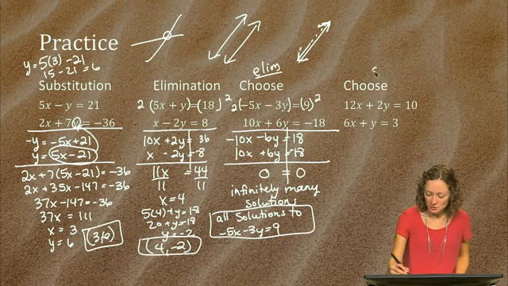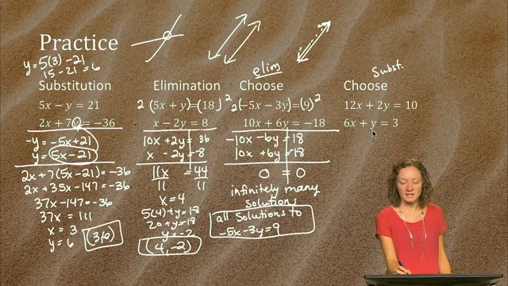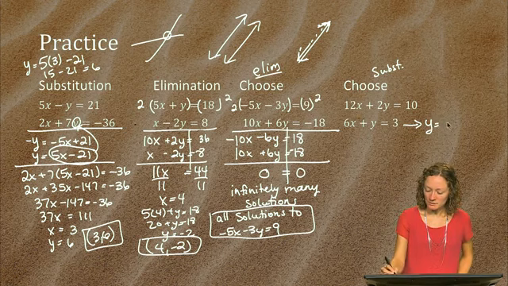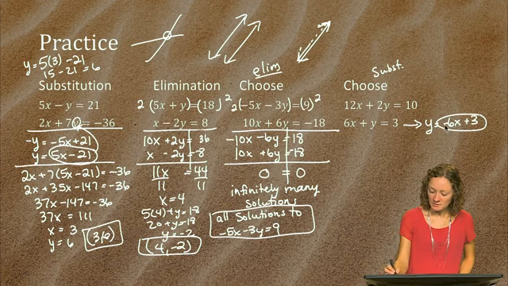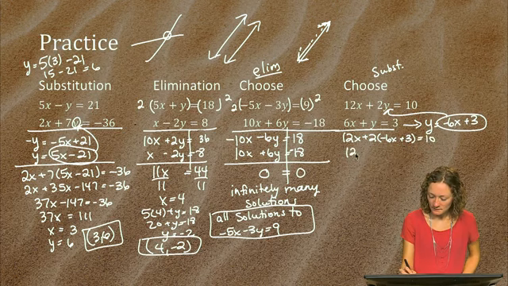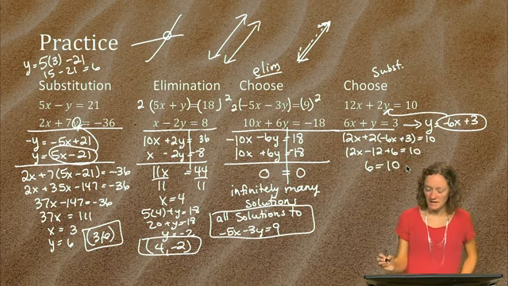For this one, I'm going to choose substitution. You could easily pick elimination here as well, but I see an easy way to solve for y, so I'm going to go with that. So this equation will become y equals negative 6x plus 3. Then I substitute that in for y in the other equation. I have 12x plus 2 times negative 6x plus 3 equals 10. 12x minus 12x plus 6 equals 10. I get 6 equals 10.